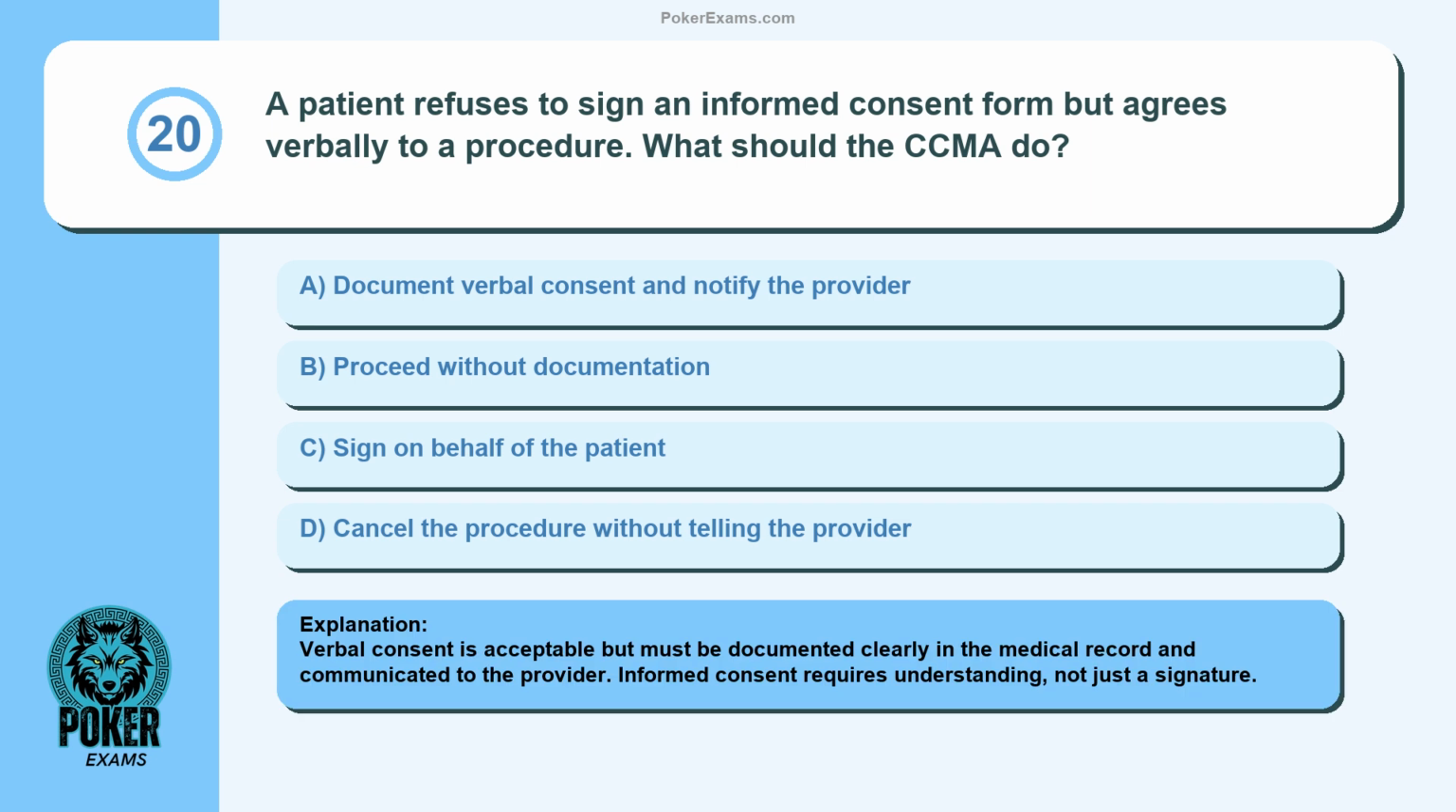Verbal consent is acceptable but must be documented clearly in the medical record and communicated to the provider. Informed consent requires understanding, not just a signature.